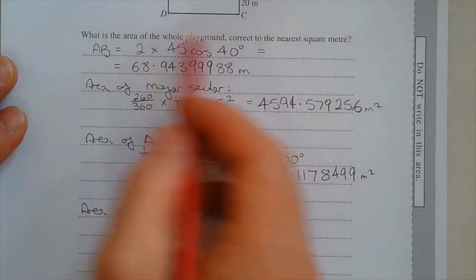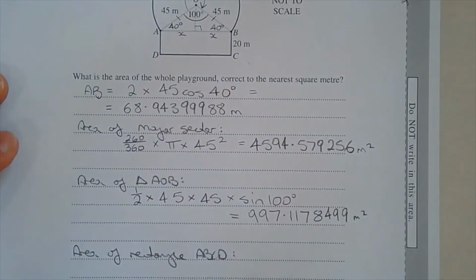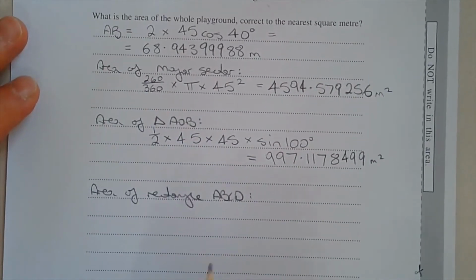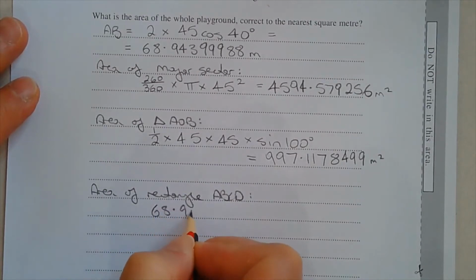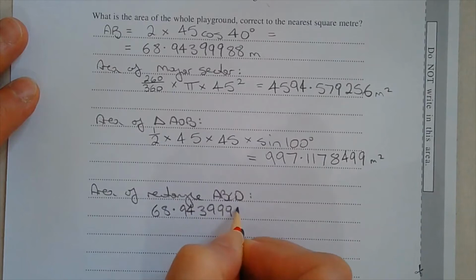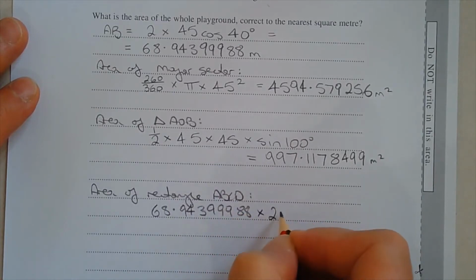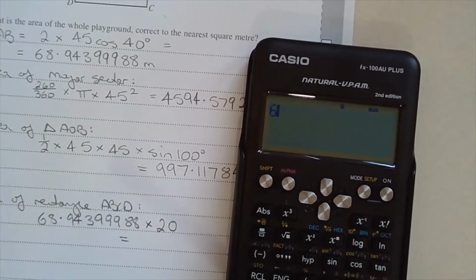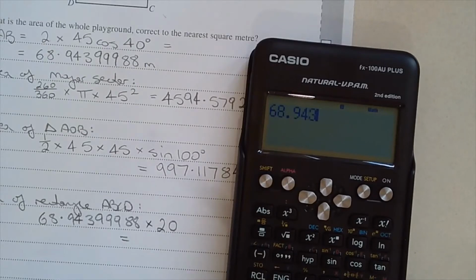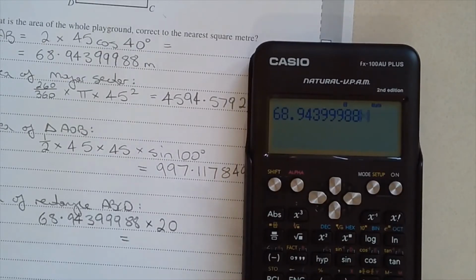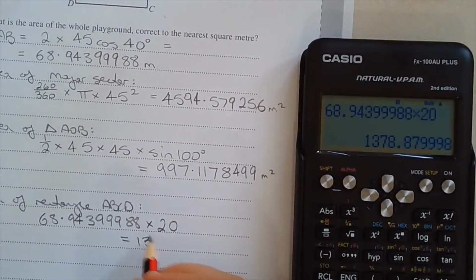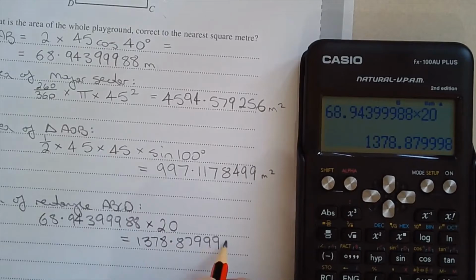Okay, and that's just length times width. We have the length already, which is 68.9439988, and so on, multiplied by the width of this rectangle, which is 20. So 68.9439988 multiplied by 20, and that's the area of the rectangle. So 1378.8799998 square meters.